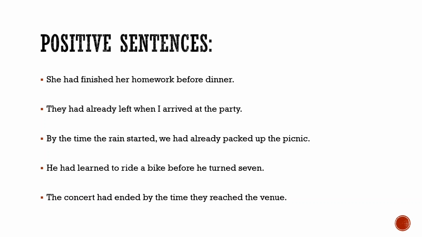Then in the second example, we have they had already left when I arrived. All right. So left is the main verb over here. Don't get confused. Then we have had as the helping verb. The same way we have the rest of the sentences, like in the third, we have by the time the rain started, we had already packed up the picnic. He had learned to ride a bike before he turned 7. The concert had ended by the time they reached the venue.